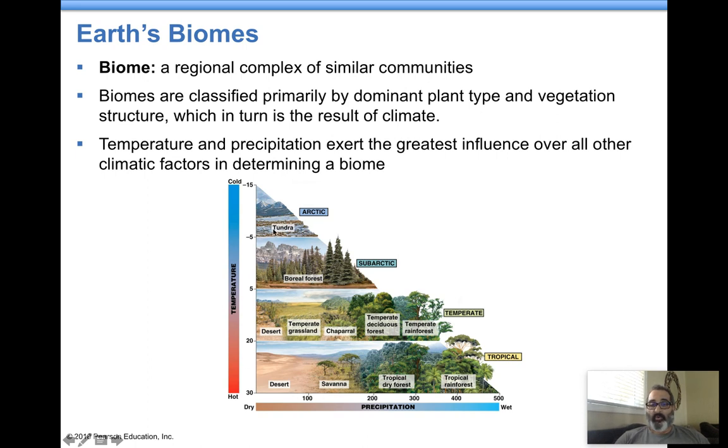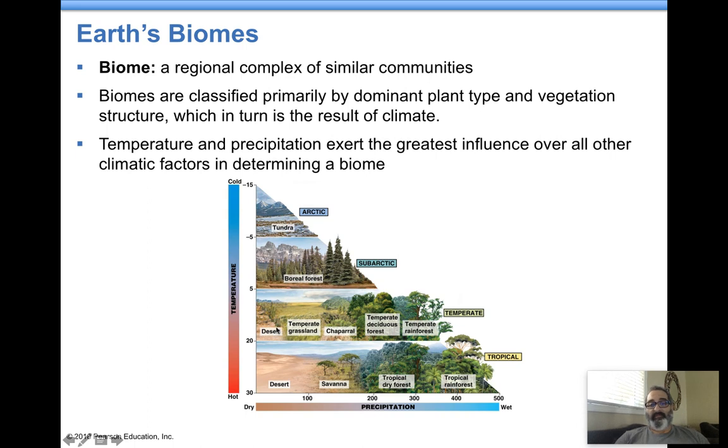The tundra's colder. And not a lot of precipitation. The Boreal Forest, colder. All right. Still on the lower end of precipitation. Not a lot. All right. But you'll notice there's snow. It just stays there because it's frozen.